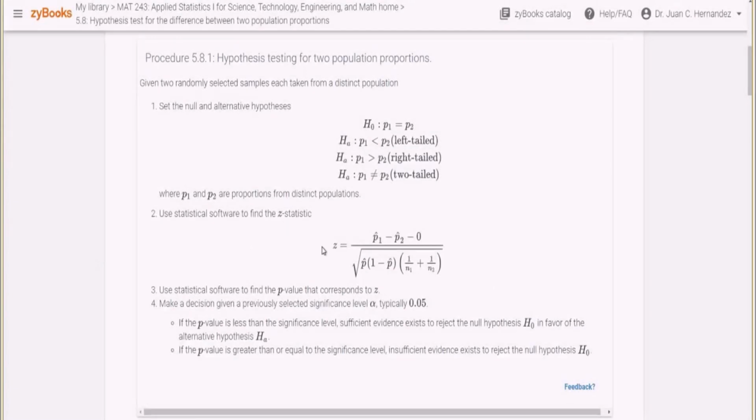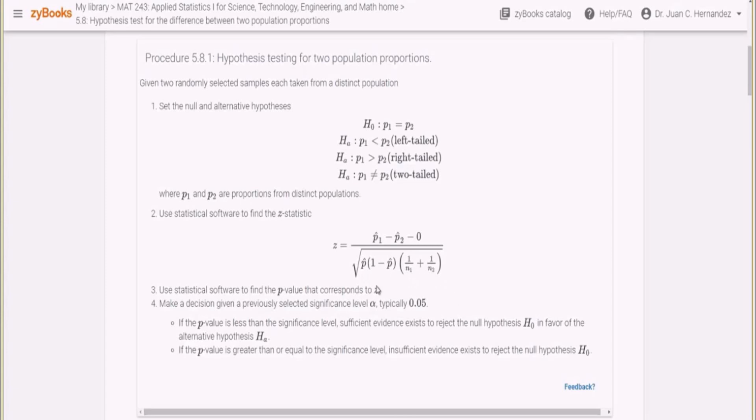So the z statistic in this case is equal to p1 hat minus p2 hat. What that means is these are the sample proportions: the sample proportion for the first sample and the sample proportion for the second sample, divided by the square root of p hat, the overall proportion. We will see in an example next how this is calculated, times 1 minus p hat, multiplied by 1 over n1 plus 1 over n2.